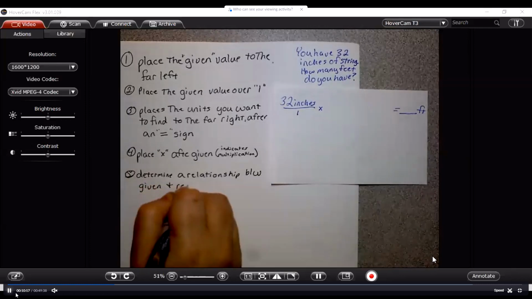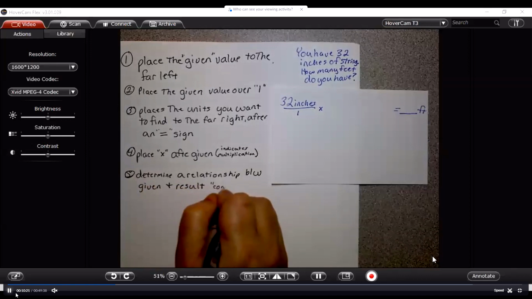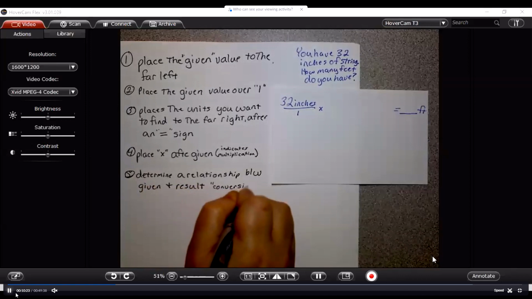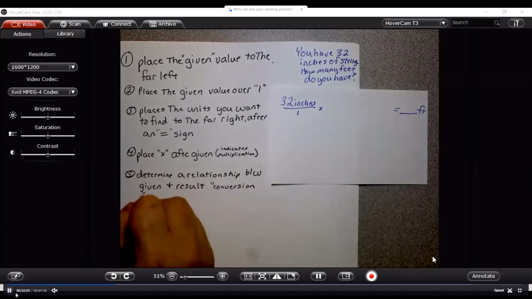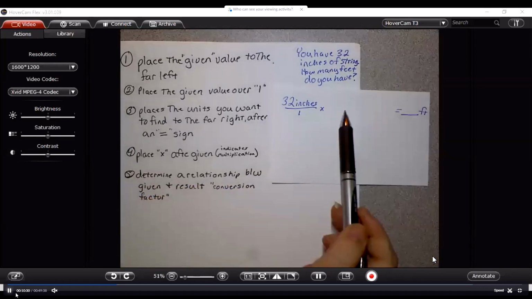You can look on objects nearby. You can look on tables. Your homework actually has a table of those values. You have to be able to recognize those relationships and recognize that there are a certain number of inches in a foot.